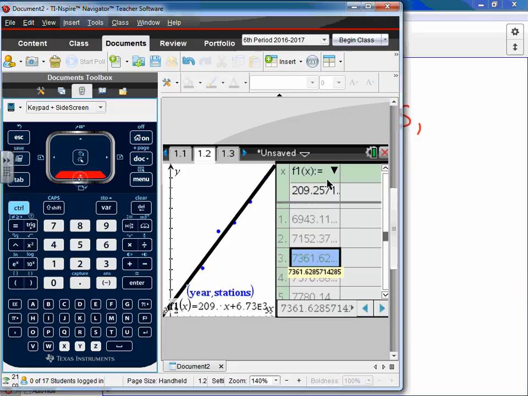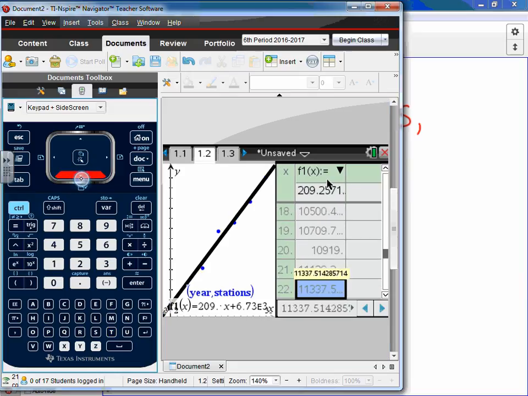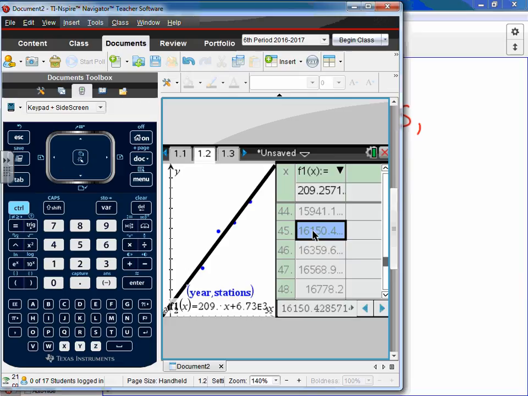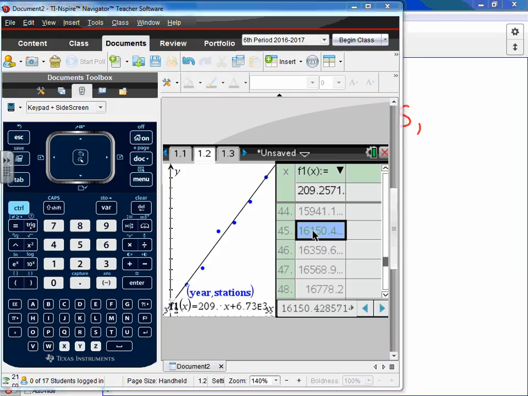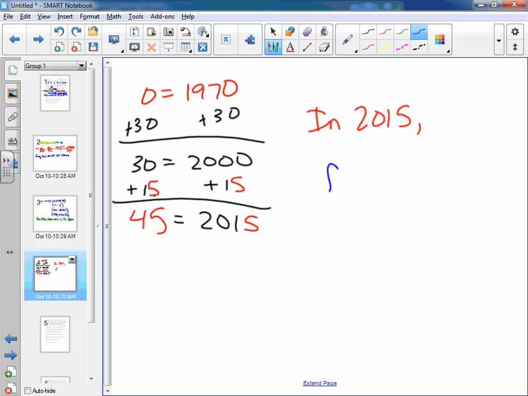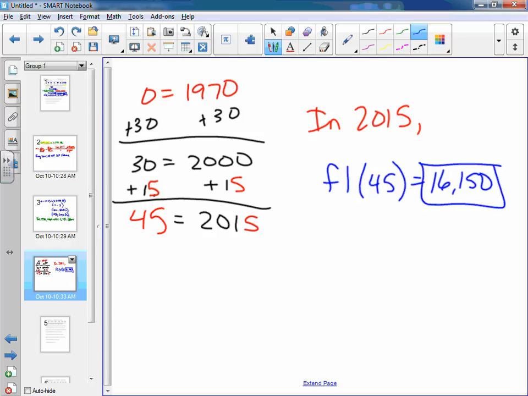Now, if I scroll down here to 45, okay, at 45, I'm at 16,150.4 stations. Do we see that? Which means I can get this 2 ways. I can get it using the calculator page, or I can get it using the graphs page with Control-T. Do we all understand that? Now, so we did this by doing F1 at 45, and it gave us 16,150. You can also do it by doing Control-T on the graphs page.